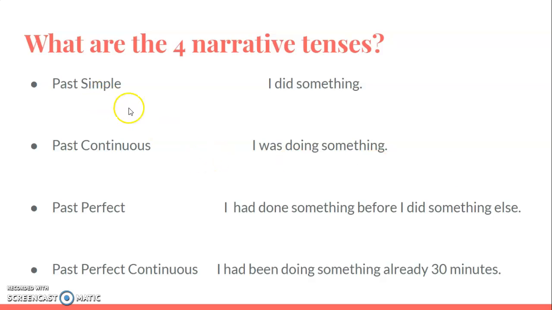Past simple: I did something. Past continuous: I was doing something. Past perfect: I had done something before I did something else. Past perfect continuous: I had been doing something already 30 minutes.